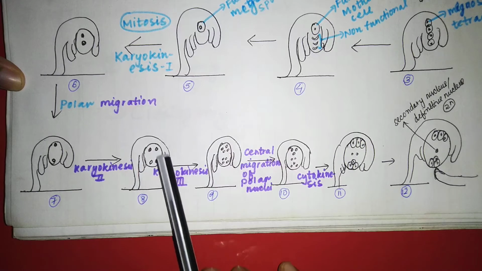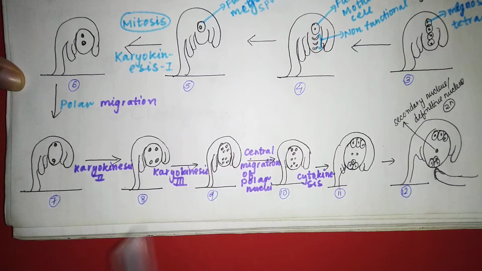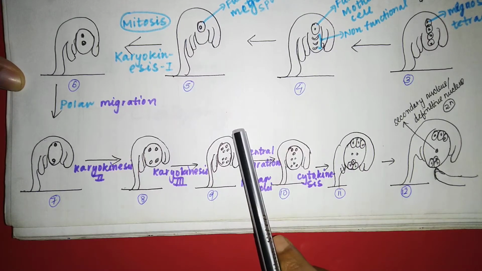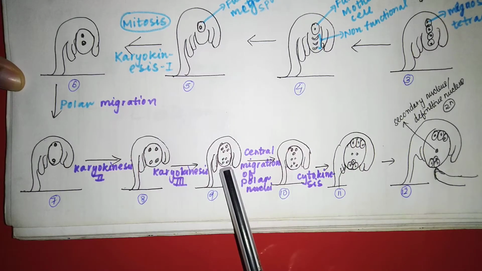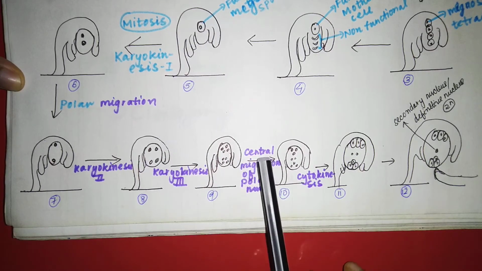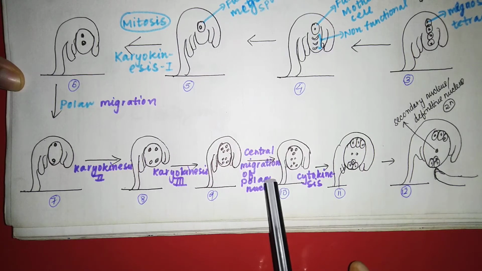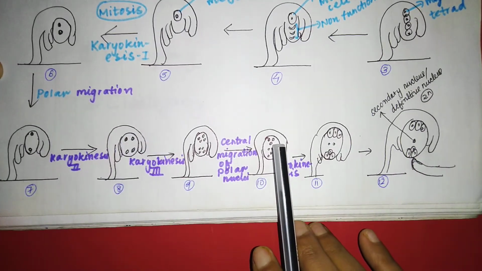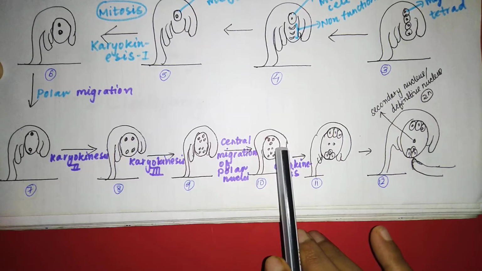After the formation of 4 nuclei, there will be karyokinesis 3, as a result of which 4 more nuclei will form. That means 4 nuclei are present towards one pole and 4 nuclei are present towards the other pole. After the formation of 8 nuclei, there will be a central migration of polar nuclei. That means one nucleus from each pole will shift to the center.